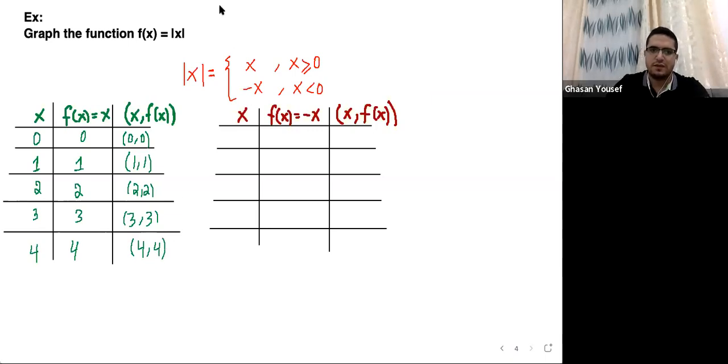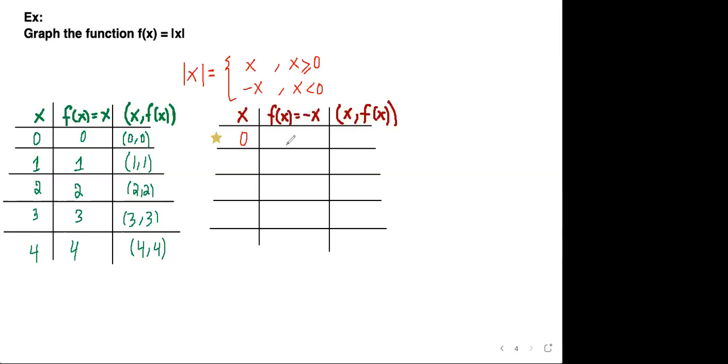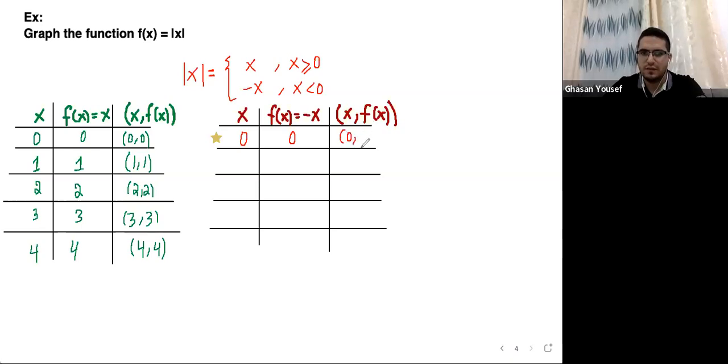For the second function, I have to choose a point less than 0, but I should start from 0. At 0 it is undefined, so I have to put a star. This star means it should be an open circle. Okay, what's the value for 0 when I plug inside the function? It's minus 0, exactly. So the point is 0, comma 0.